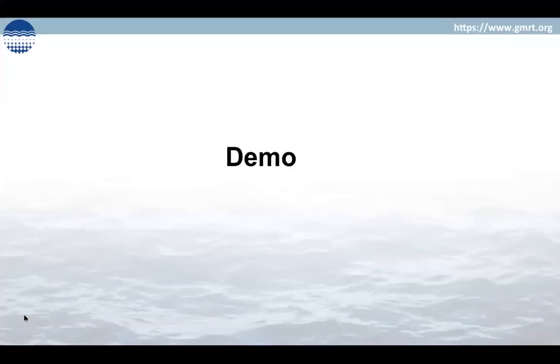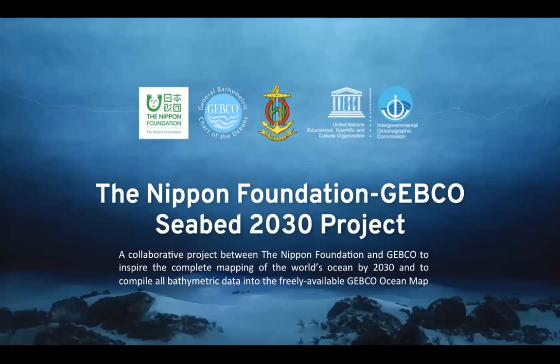All right, so I have just a couple more slides, and then we can take questions or have whatever discussion people need to have or are interested in. The Nippon Foundation GEBCO Seabed 2030 project, which you may or may not have heard about, is a collaborative project between the Nippon Foundation and GEBCO to inspire the complete mapping of the world's ocean by 2030 and to compile all bathymetric data into the freely available GEBCO map.